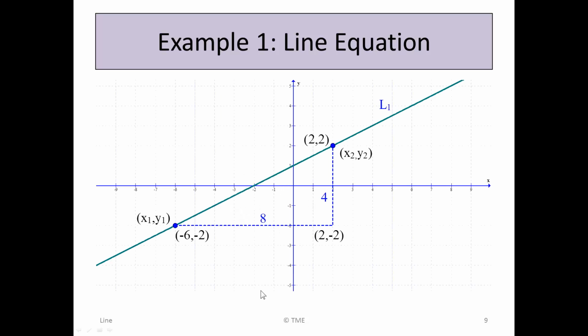And if we were to draw that line, we would see that -6, -2 and 2, 2, x1, y1 and x2, y2 were on the line. We would also see that for the 8 paces we moved from -6 to +2, we had to move 4 up from -2 to +2. So a 4 in 8 step, 4 over 8 for the rise over the length, the slope is 0.5. And the equation is y is equal to 0.5x plus 1.